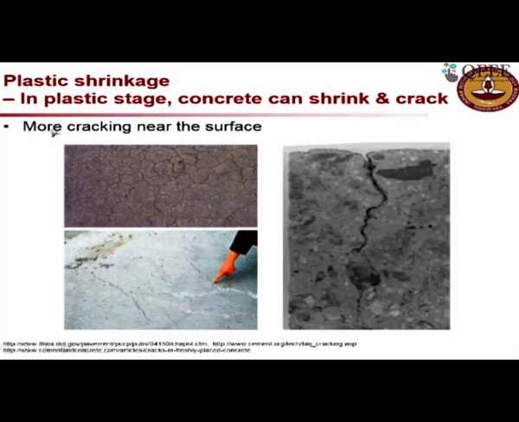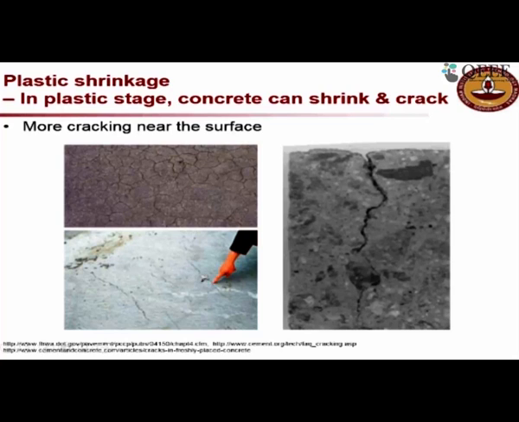So in plastic shrinkage, you can see more cracks near the surface. This picture is a top view, where you are looking at the surface of the concrete, where again you see map cracking. There is no particular direction. When there is no particular direction, what is happening? Something is wrong in the cement itself. So it is leading to this kind of cracks.